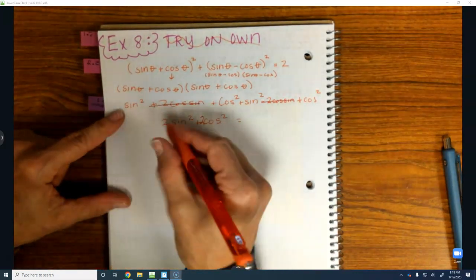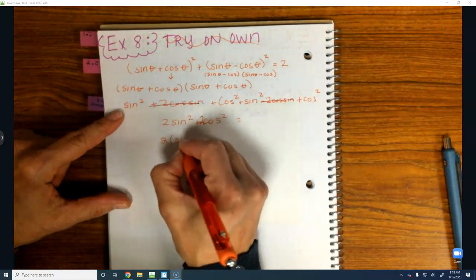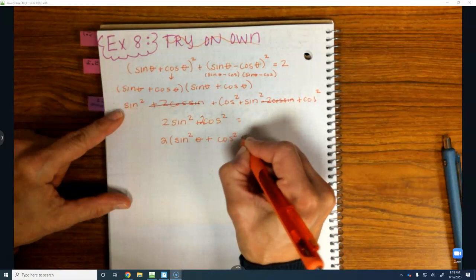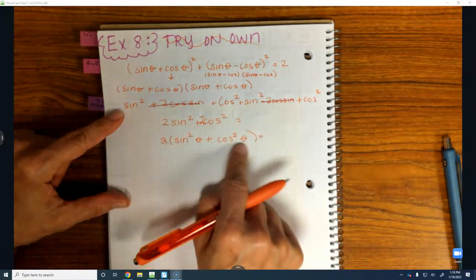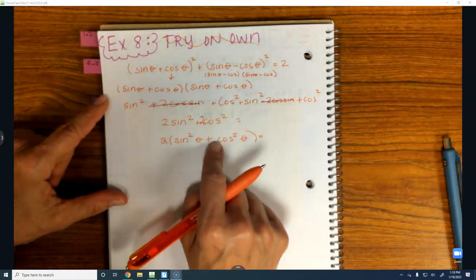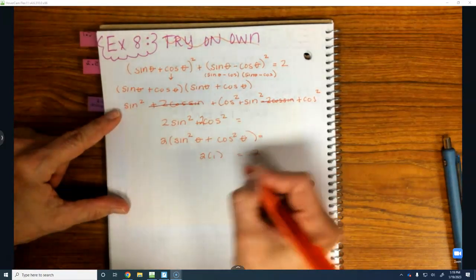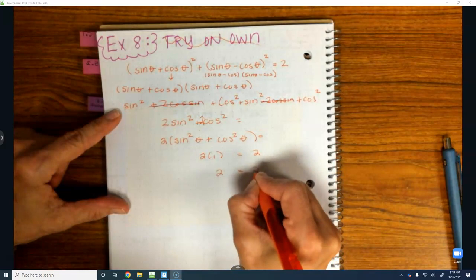Let's factor out a 2. And there you go. That's how we're going to get that to go away, because that's an identity that just equals 1. So there we go. 2 equals 2.